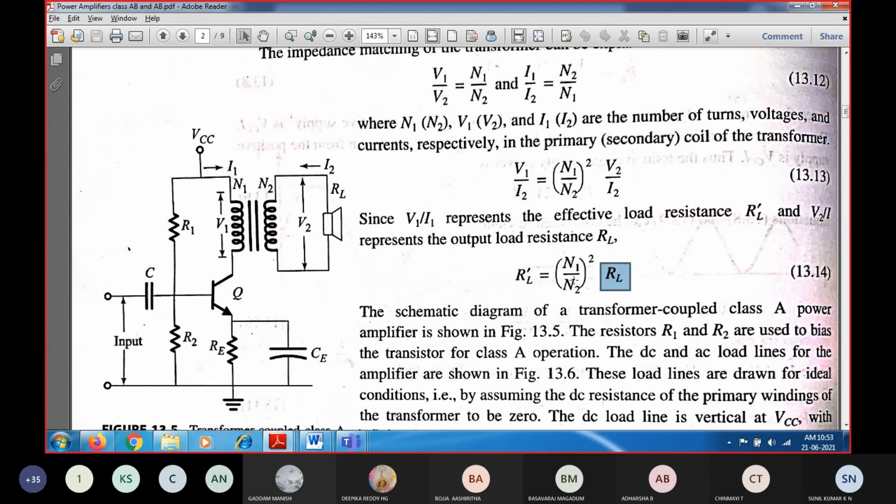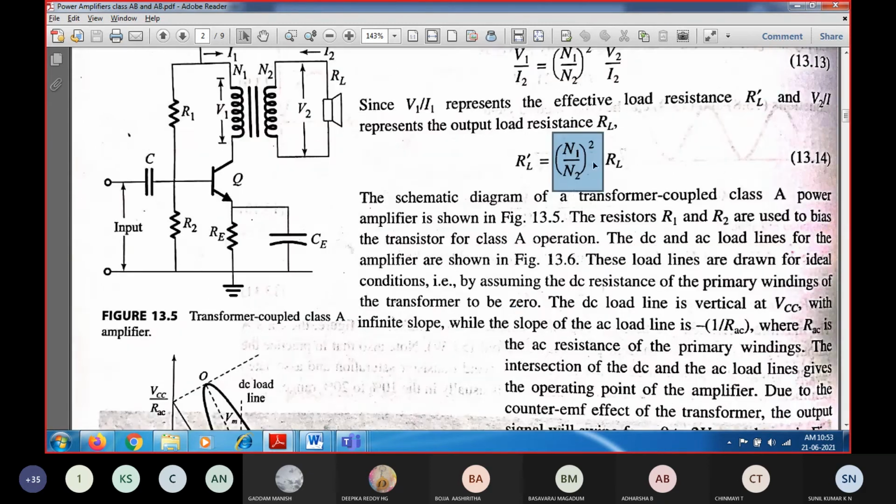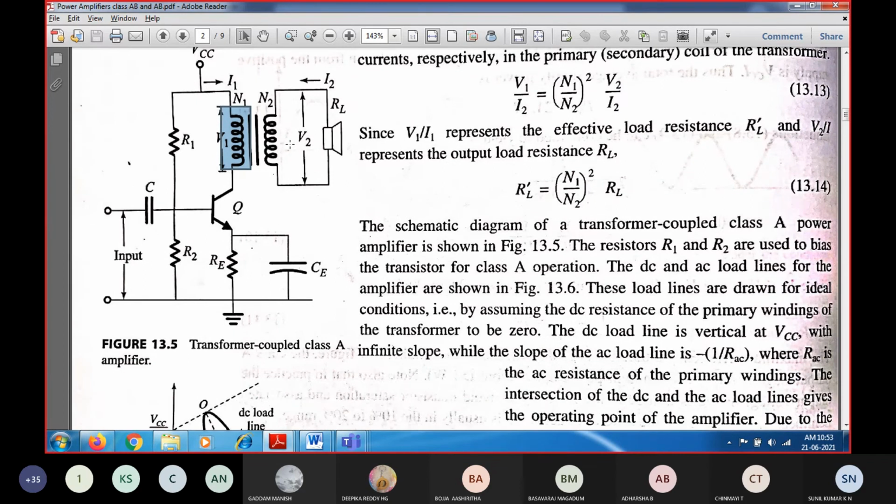So what I am going to convey here is, if I am going to match this resistance with the load resistance, we are going to have this as the transformation factor: N1 by N2 whole square. This is the relation that gives impedance matching between the effective load resistance and the actual load resistance. So this is how we are going to do it. Based upon this, we have just considered it as an ideal transformer.